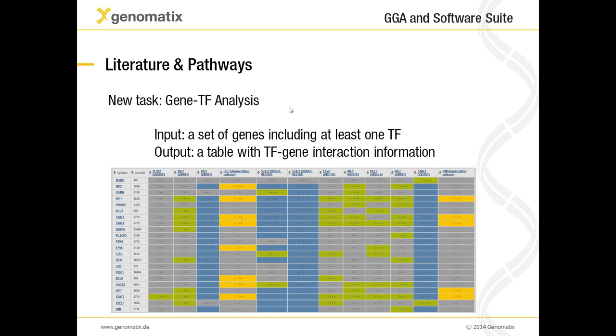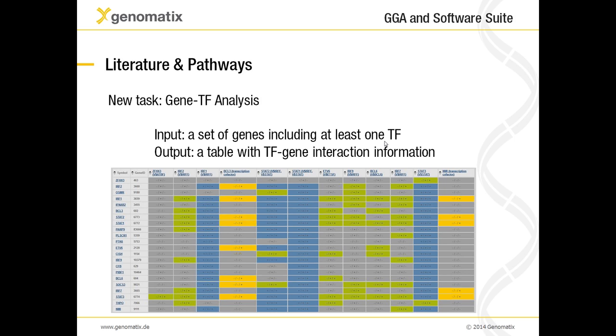In the literature and pathways section, there is a new task. This is called Gene TF Analysis. It is not completely new, because you could use that kind of analysis already from within the Genomatix Pathway System. But now you can also directly access it just by inputting a list of gene identifiers. What is important is that you input a set of genes that needs to include at least one transcription factor. So if you don't have any transcription factor in your gene list, this won't work.